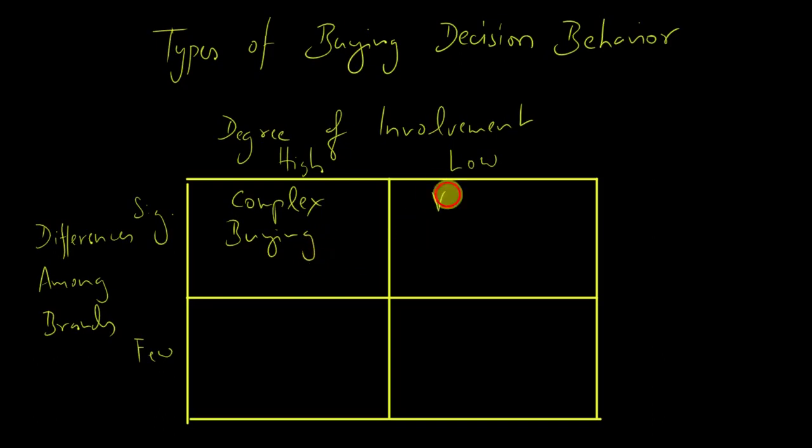Here, the customer goes through a variety seeking buying. Here, the involvement by the customer is low, yet the customer feels that there are significant differences amongst brands in the market. In this case, consumers tend to switch a lot from different brands. Let's say you're buying your favorite cornflakes, and people tend to switch between brands of cornflakes as they hold different beliefs about the different brands available in the market, and these beliefs are affecting their evaluation processes.